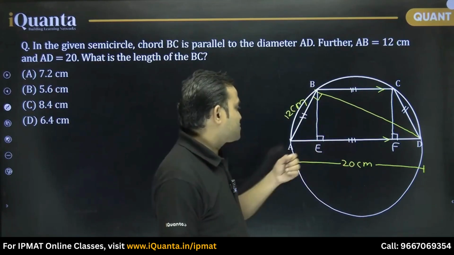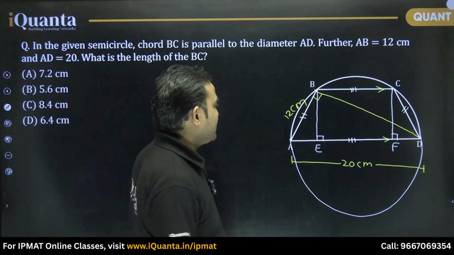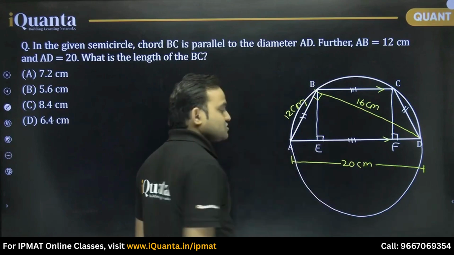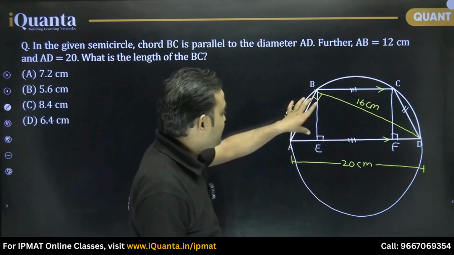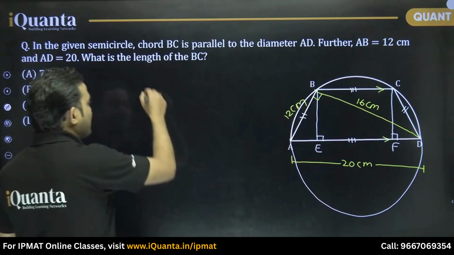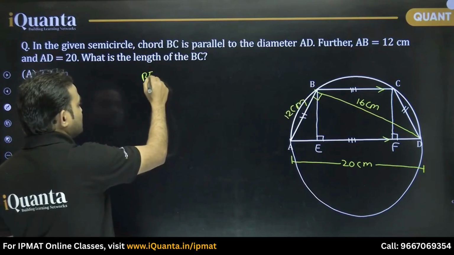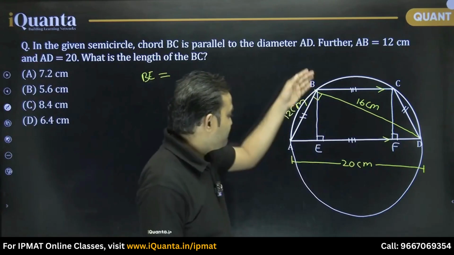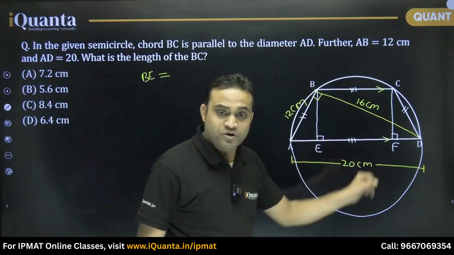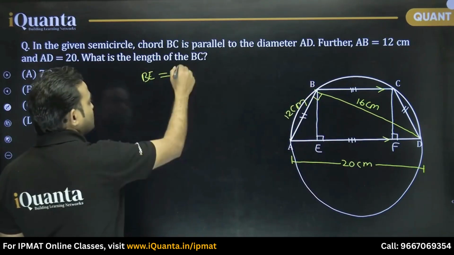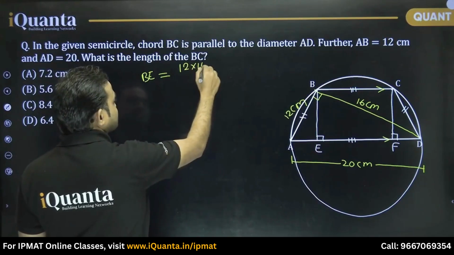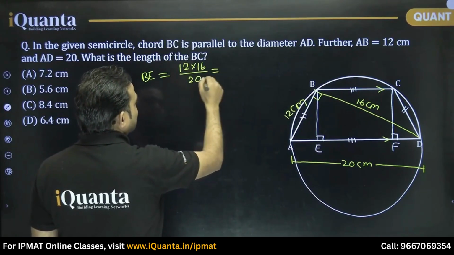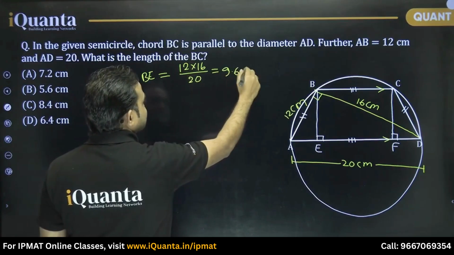AD is 20, AB is 12. Can we say BD will be equal to 16 centimeter using the Pythagoras theorem? And we can find out the length of BE. How do we find the length of BE? In right angle triangle ABD, BE is perpendicular to the hypotenuse. Can we say BE will be equal to 12 into 16 divided by 20, which is equal to 9.6 centimeter.